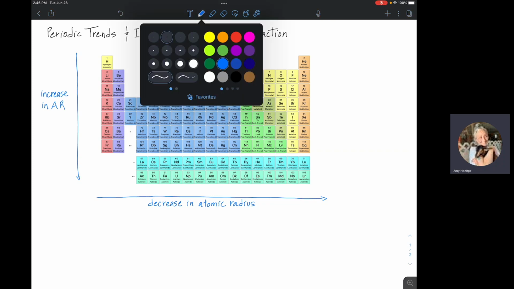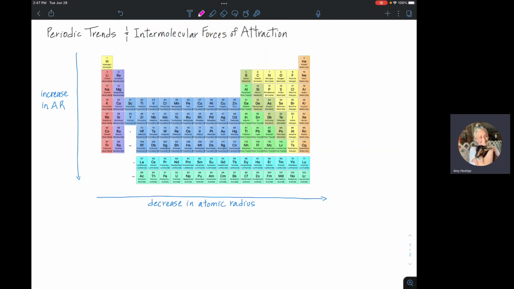Another trend that's important to us is as we go down a group, we noticed that if we wanted to focus on, say, the strength or the fierceness with which an atom is going to hang on to its valence electrons, or the attraction it's going to have for somebody else's valence electrons, in other words, it's electronegativity, and I'll abbreviate that EN.